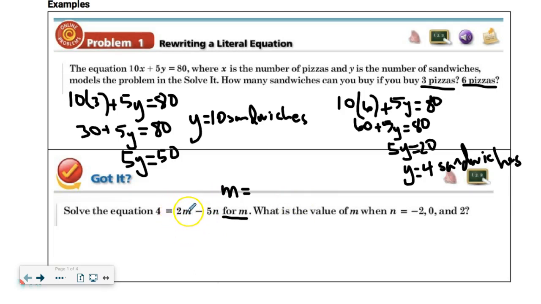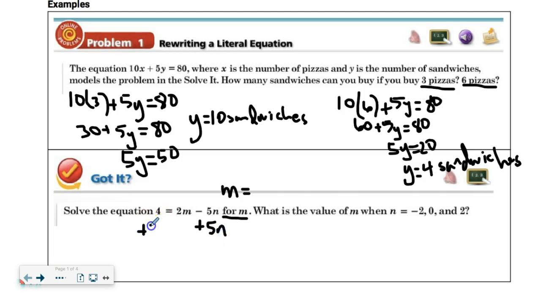I want to solve for m, which means I want to move everything else away. But wait, I have this n value and I don't know what it stands for. That's okay. I'm going to treat it as if it were its own variable, which it is. So this is a subtraction problem. I'm going to go ahead and add 5n to both sides.